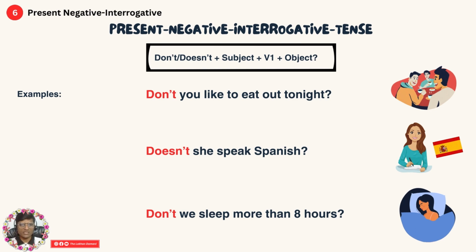Same as, doesn't she speak Spanish? You're asking someone in a negative question, right? In a negative way. That's why we say negative interrogative. Don't we sleep more than 8 hours? We are asking negatively to confirm that we sleep more than 8 hours, right? This is simple.